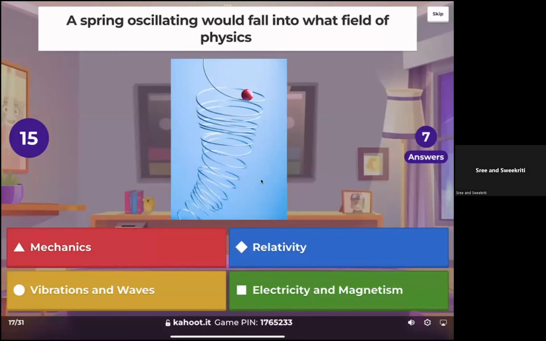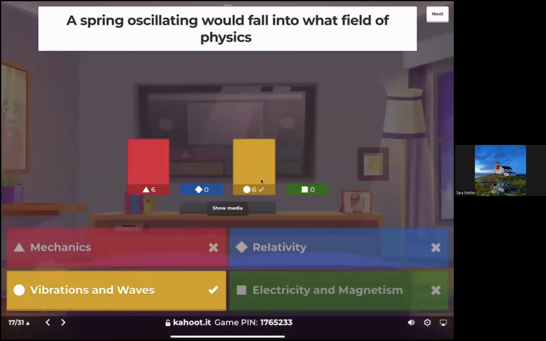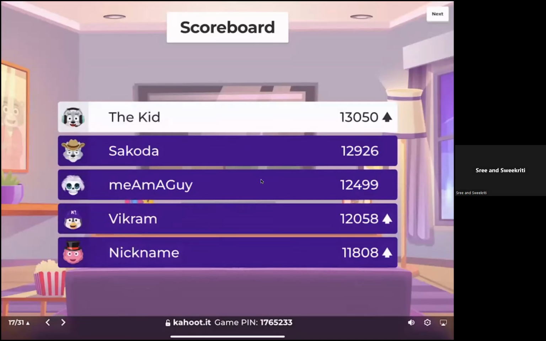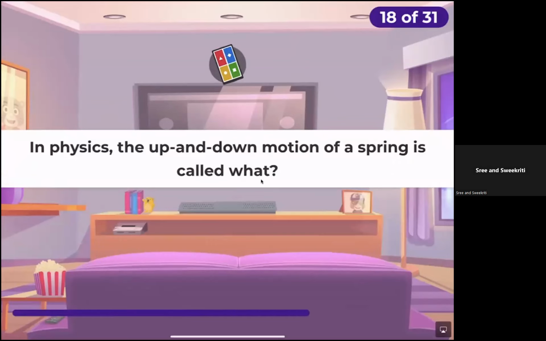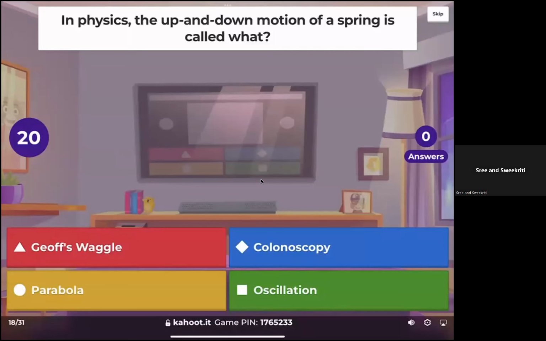Vibration waves. Mechanics, I guess. Oscillate. Yay. I am 1 point behind Alita. In physics, up and down motion of a spring is called what?